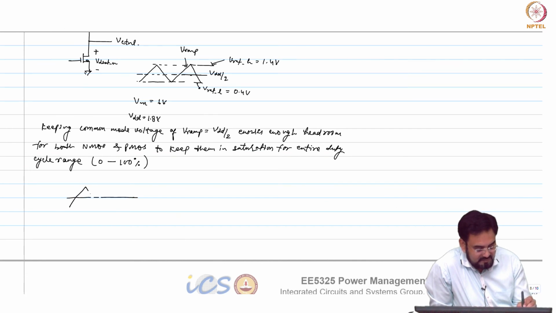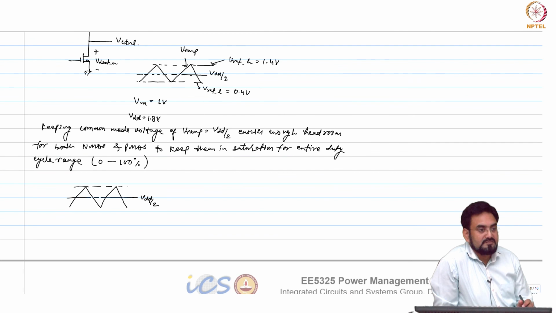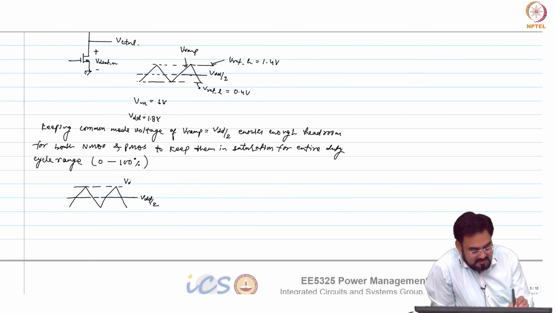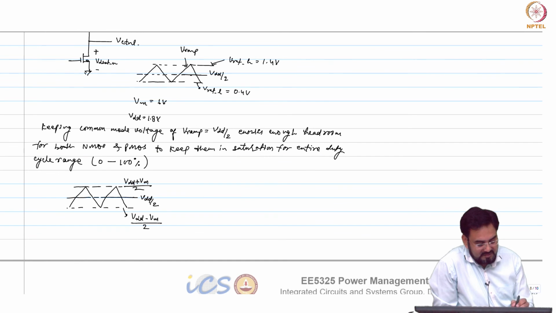Or simply you can say that if this is VDD by 2, then this will be how much? VDD plus VM by 2, and this will be VDD minus VM by 2. So you are getting 0.8 by 2, which is 0.4. Okay.